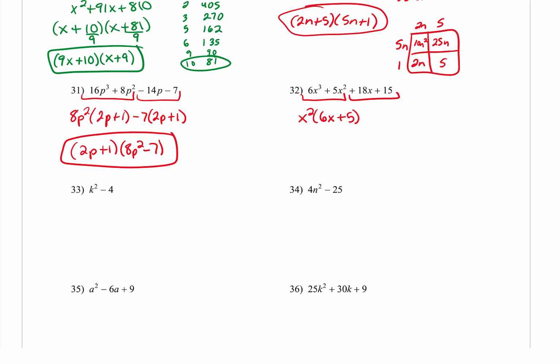On this one, we took out an x squared, and then we take out a 3, and we end up with 6x plus 5 in common. And we can just have 6x plus 5 times x squared plus 3.